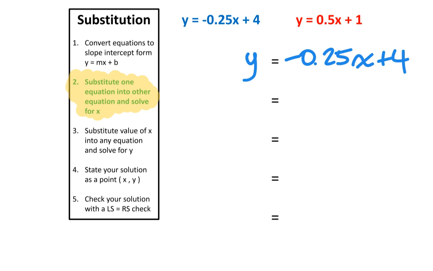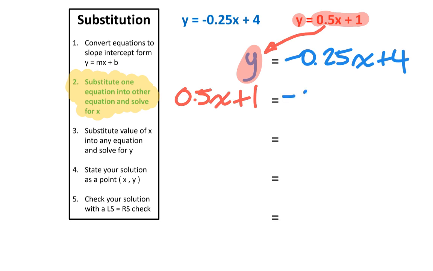This next step is a little bit confusing. We already know that y is equal to 0.5x plus 1. We also know that there's a y right over here. What we're going to do is substitute or replace this y with 0.5x plus 1. So the y isn't there anymore, and now we have 0.5x plus 1. Everything on the other side of the equation stays exactly the same.